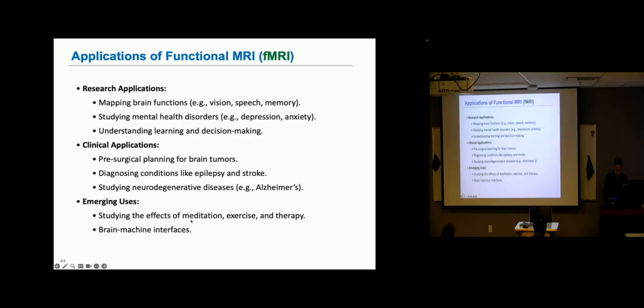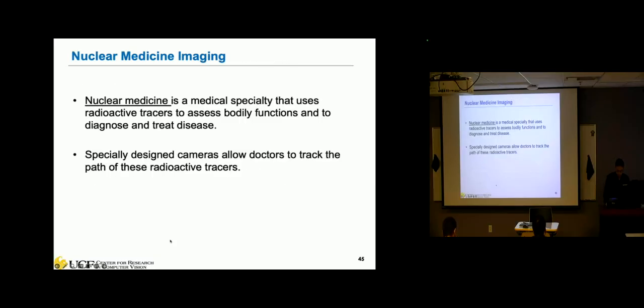And there are also some emerging uses, right? It can study the effect of meditation, right? Or exercise maybe can help cure or improve some of the brain functions, right? So we can use that to see how your brain function progresses, right? And also the brain-machine interface, right? How we can use a machine to stimulate some of the areas, to restore some of the functionality of your brain area. So that's also some emerging uses. Okay, so the functional MRI is basically a type of MRI, okay?